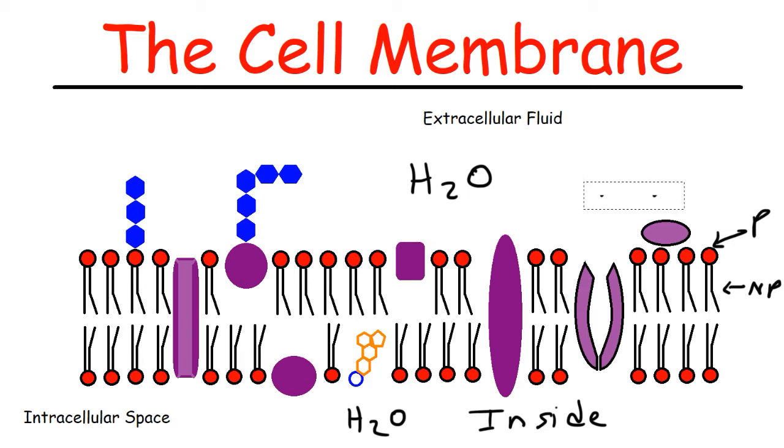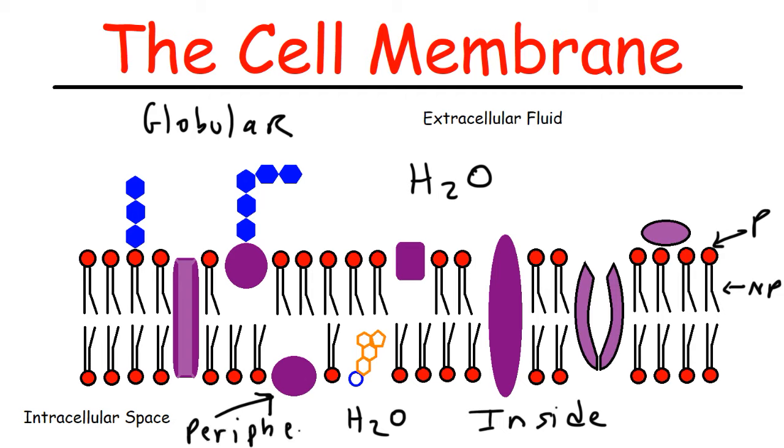Now the cell membrane consists of a lot of proteins, and there are different types of proteins. They're highlighted in purple. What do you call this protein right here? So if you see a circular protein, it's known as a globular protein. And the fact that it's on the exterior, it's also called a peripheral protein. This protein here is known as a surface protein because it's on the surface of the phospholipid bilayer.